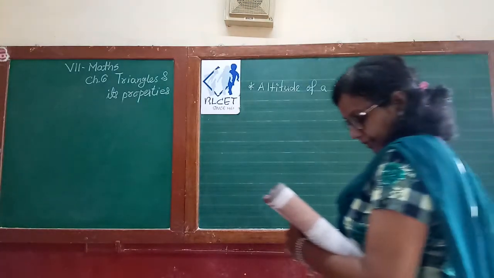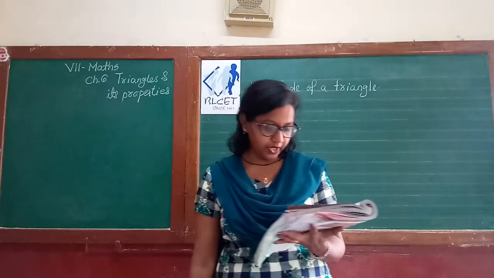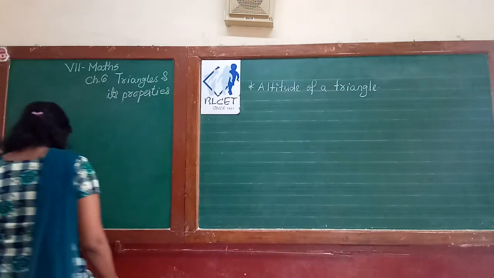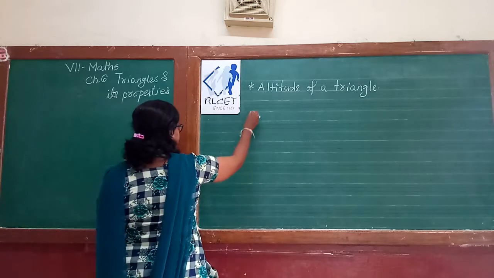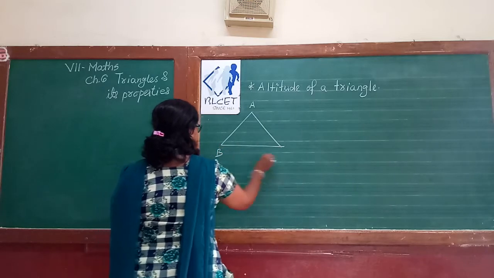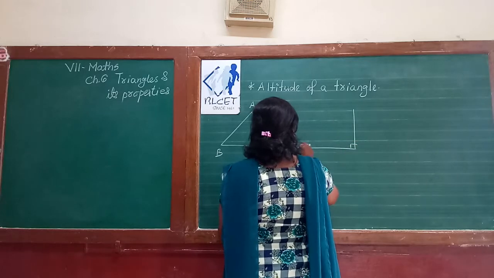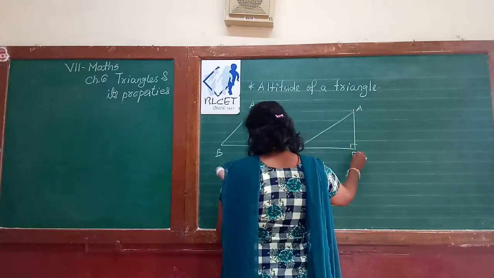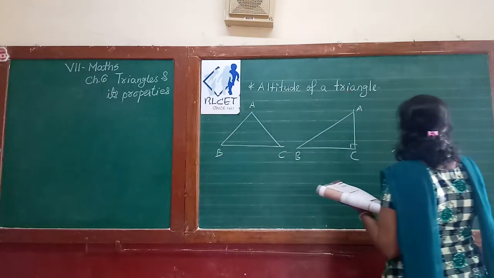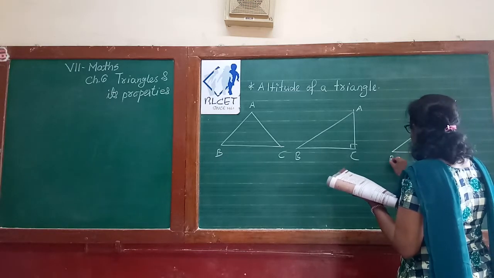Think and answer. Let's see. The question is, how many altitudes can a triangle have? We have discussed three. Second question, draw a rough sketch of altitudes from A to BC. We have given three diagrams like this. ABC. Then we have given a right angle triangle, ABC, and this is your obtuse angle triangle. It is also ABC.